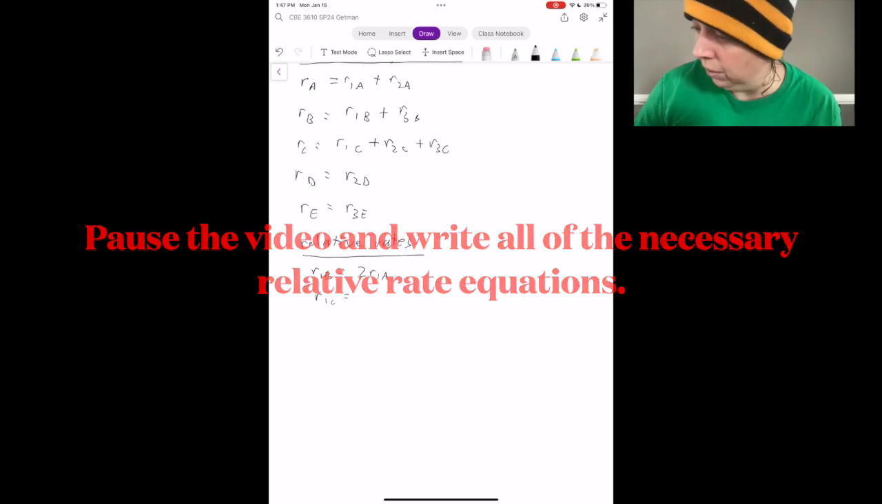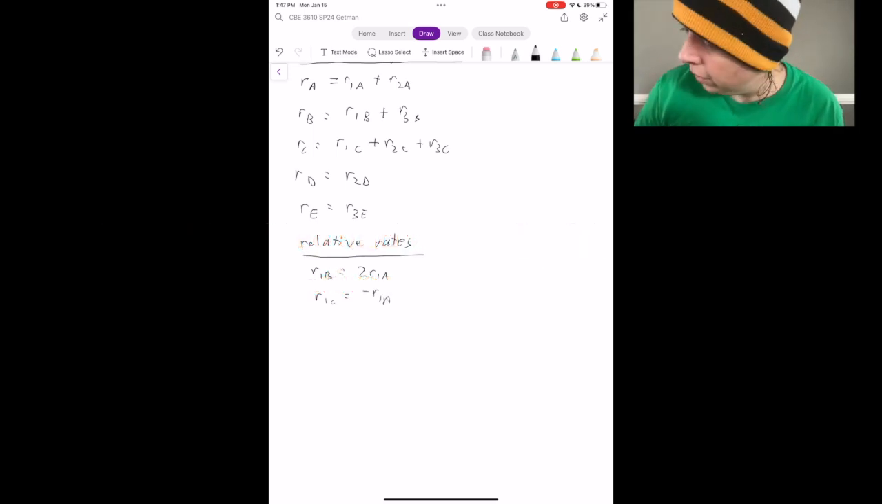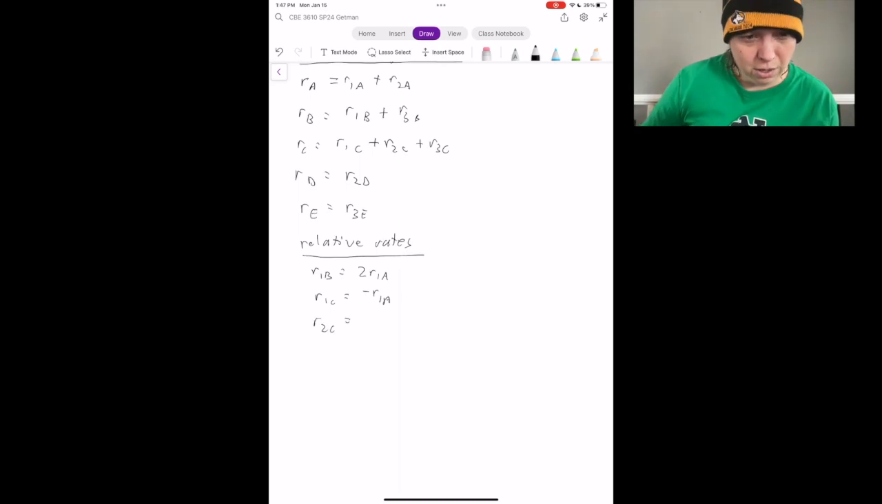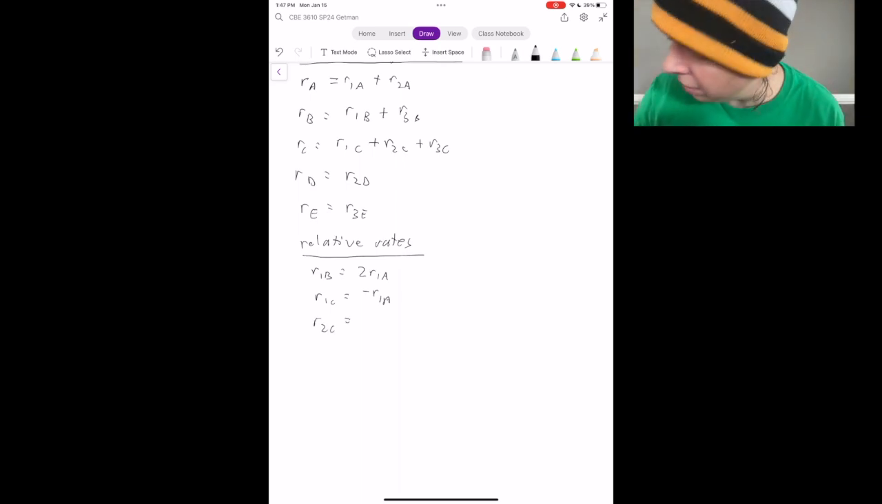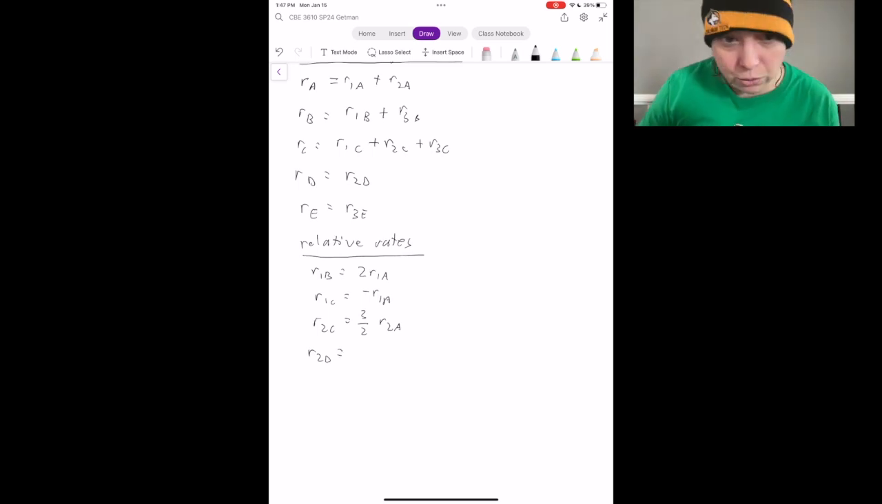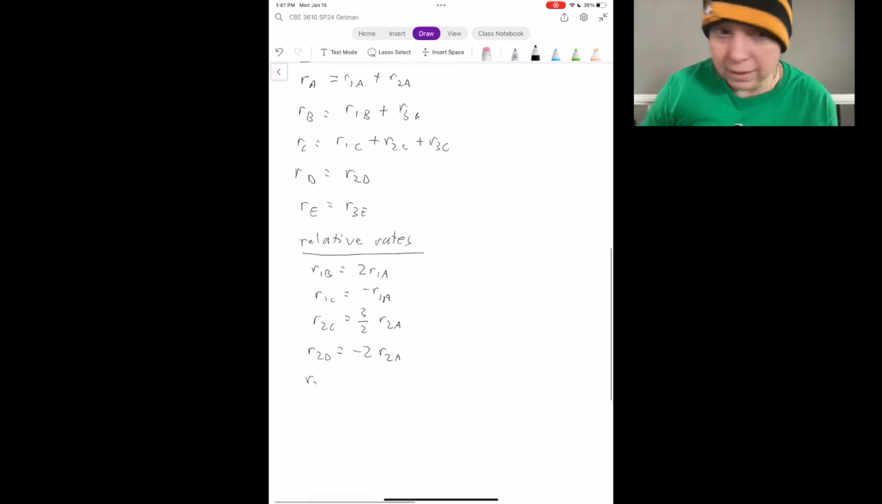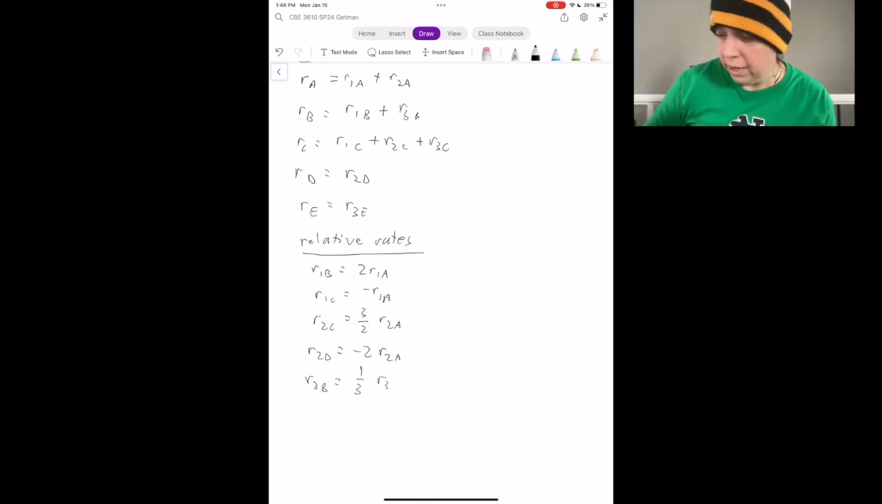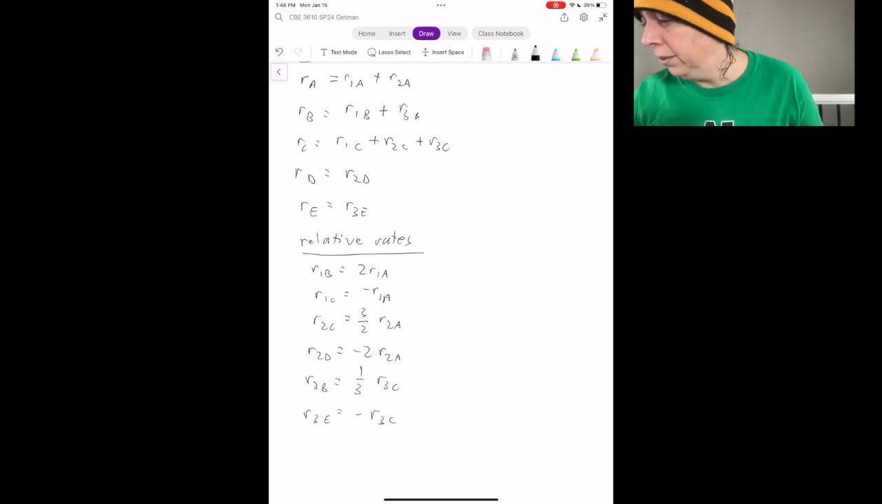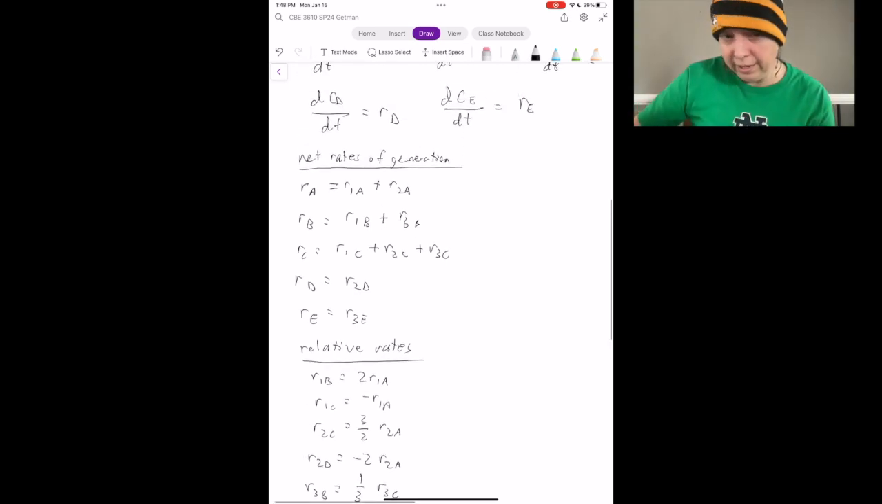R1C is equal to negative R1A. R2C is equal to 3/2 R2A. R2D is equal to negative 2 R2A. R3B is equal to 1/3 R3C, and R3E is equal to negative R3C. So that gives me my relative rates, which I can now put into my net rate expressions.